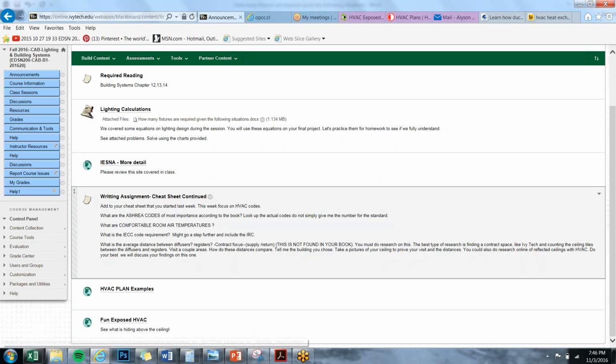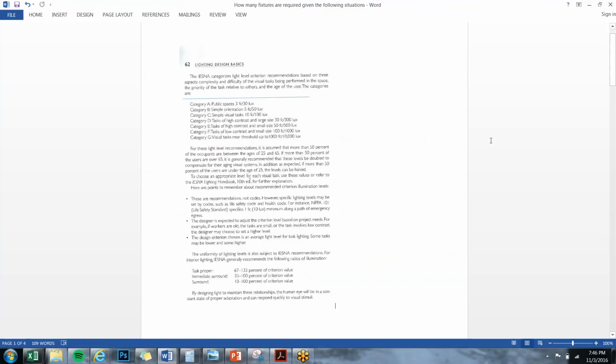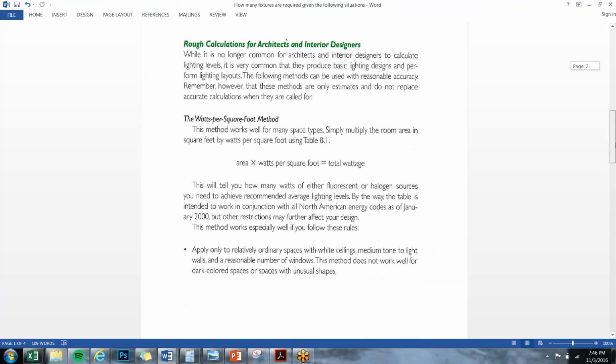Let's go back to here so that it's ready for us, and then we'll get back to our actual homework. So let's scroll down a little bit more. Rough calculations for architects and interior designers. While it is no longer common for architects and designers to calculate lighting levels, it is very common that they produce basic lighting designs and perform lighting layouts. The following methods can be used with reasonable accuracy. Remember, however, these methods are only estimates and do not replace accurate calculations when they are called for.